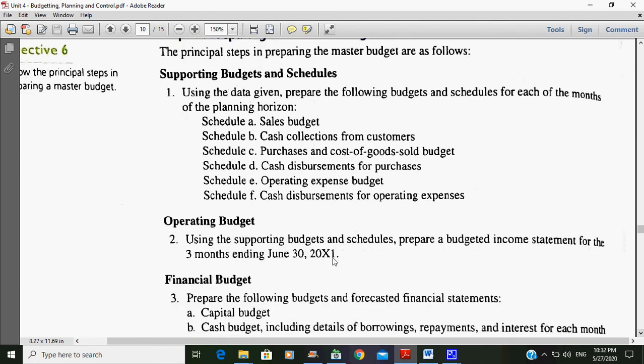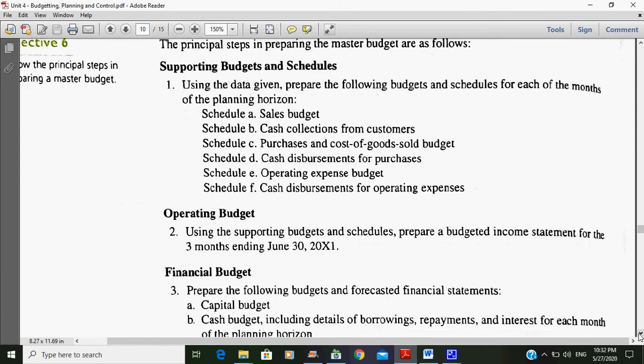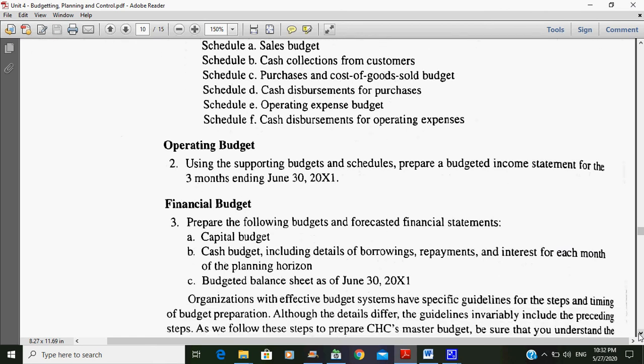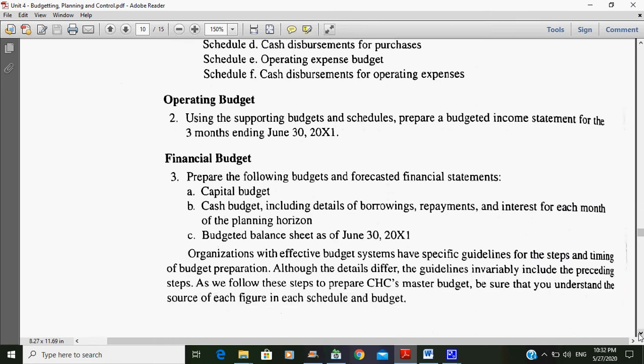Operating budget now. Using these operating schedules, budgets and schedules, prepare a budgeted income statement for the 3 months ending June 30, 2001. You see that being done as well. And then last, prepare the following budget and forecasted financial statements: capital budget, cash budget including details of borrowings, repayments, and interest for each month of the planning horizon, and your budgeted balance sheet as of June 30, 2001 as well. Alright, so all of these we're going to do step by step, right?